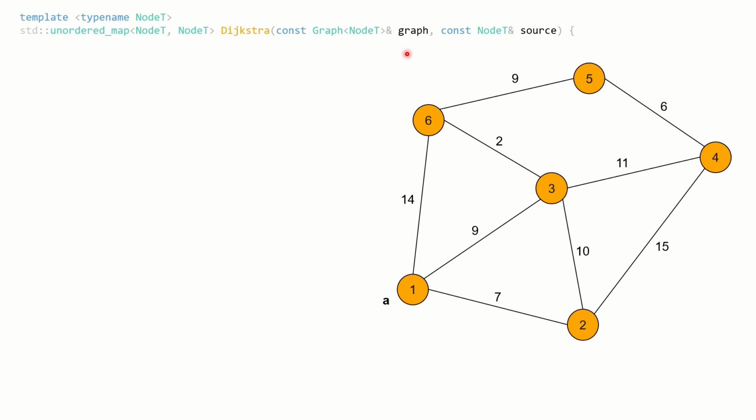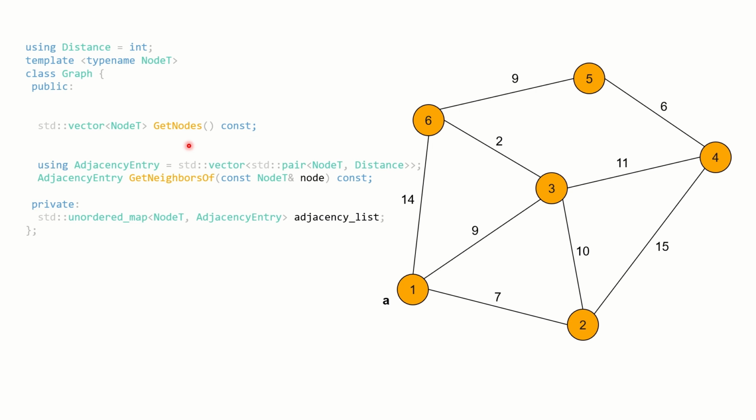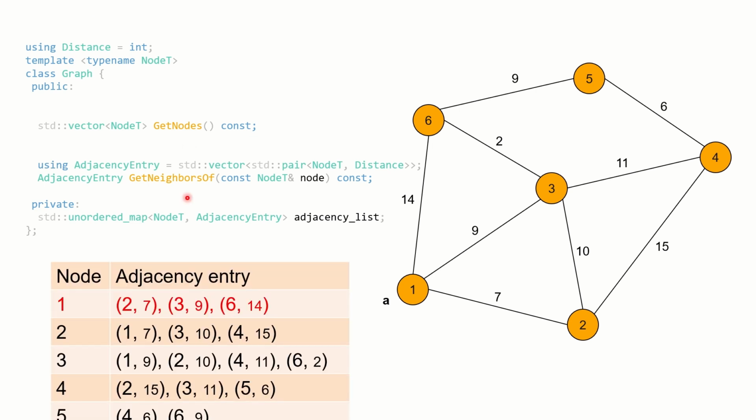We will present the complete implementation of the graph at the end of this video, but for the purpose of Dijkstra algorithm, we need the graph to provide the following interface. GetNodes method to get access to all nodes in the graph, and getNeighborsOf, which takes a node as parameter and returns the adjacency entry of the given node. For instance, getNeighborsOf node 1 will return a vector of the nodes 2, 3, and 6, along with the corresponding distances. For now, that's all we need to know about our graph.